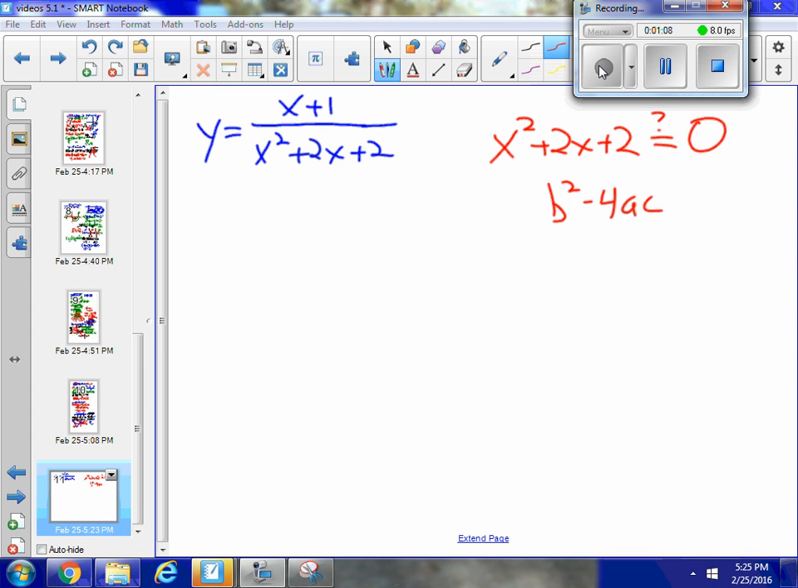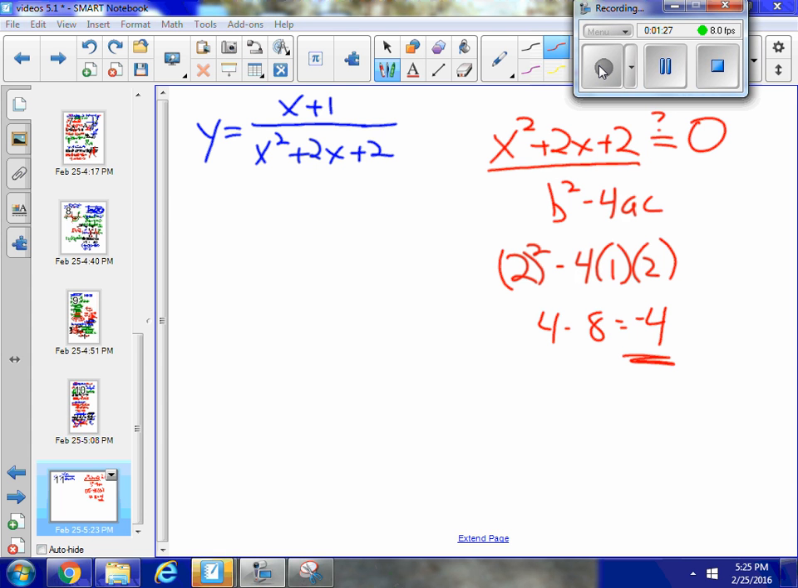So b squared minus 4ac would be 2 squared minus 4 times 1 times 2. Well, that's 4 minus 8. That's negative 4. So this is telling me there are no real roots of this denominator. There are no x values that are going to make it equal to 0. Well, that's really a good thing to know, because now I know that my domain is negative infinity to infinity. If there's no place that the denominator can be equal to 0, then every x value is going to be good.